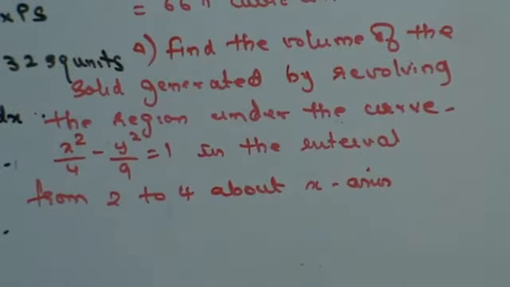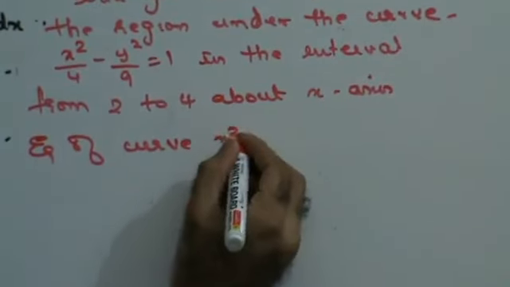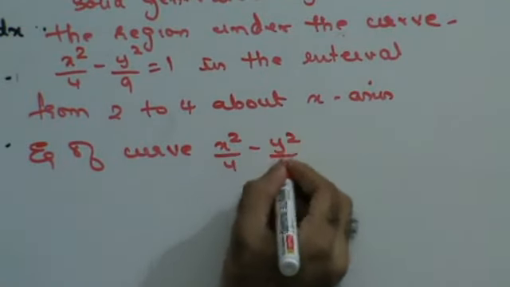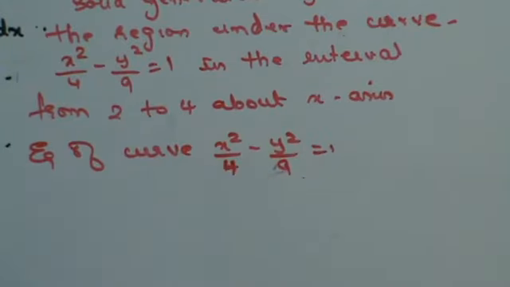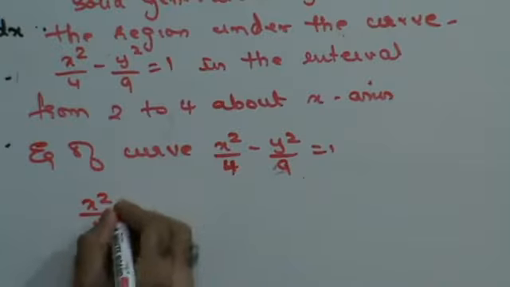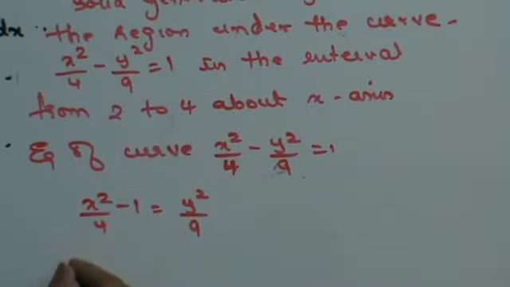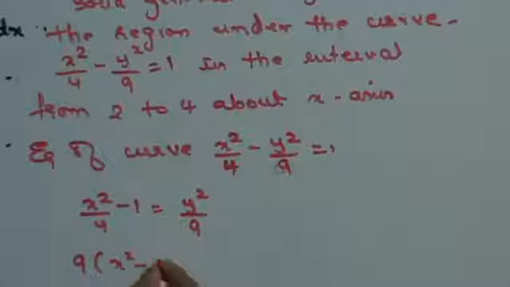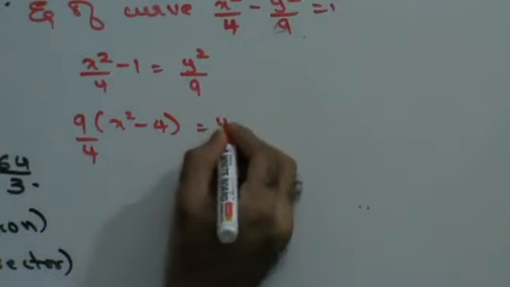Right? Let's see this. How do we do this sum? Now, they are saying that the equation of the curve is given to you as x square upon 4 minus y square upon 9 is equal to 1, right? In which case I can therefore say that x square upon 4 minus 1 is y square upon 9. Cross multiply: 9 upon 4, x square minus 4 is equal to y square.